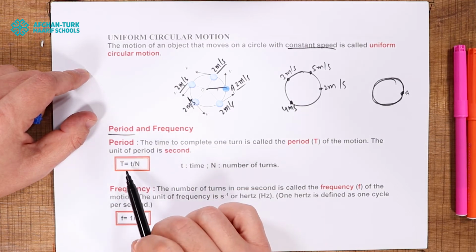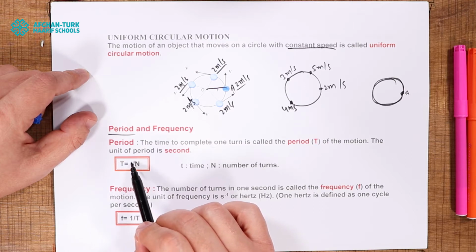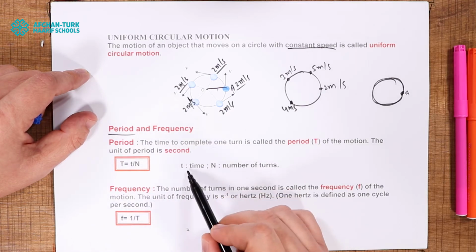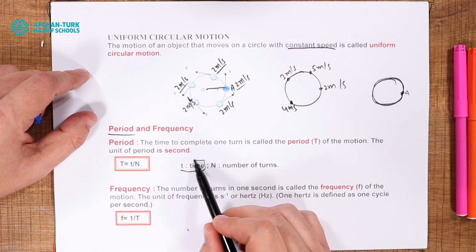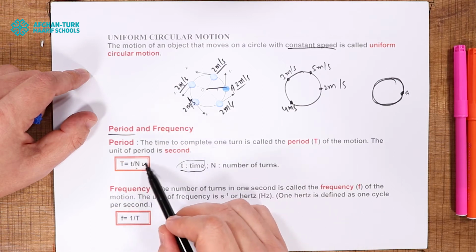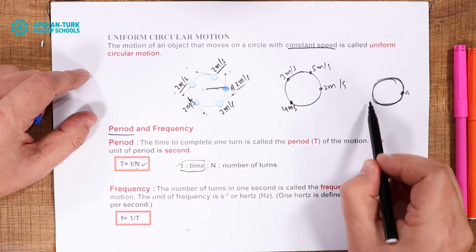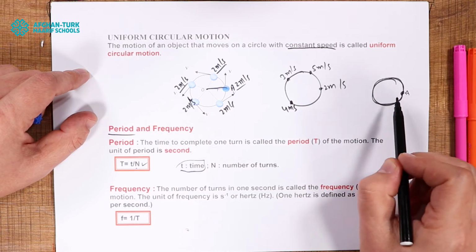Let's see again here. Normally we can write the period T is equal to small t divided by capital N. Here small t denotes the time, and N denotes the number of turns, like in 1 second how many turns the object completes in a circular path.